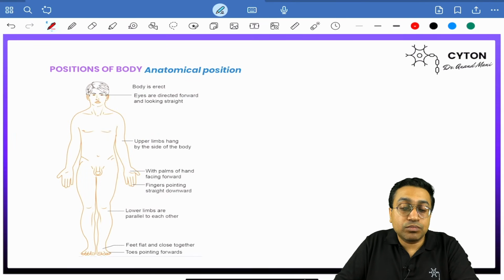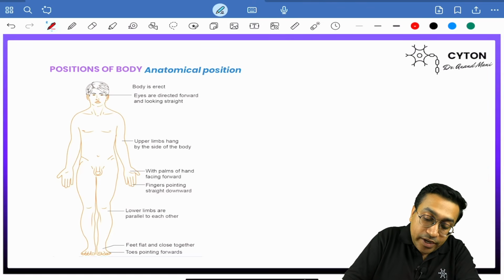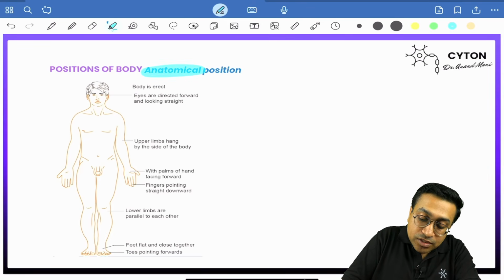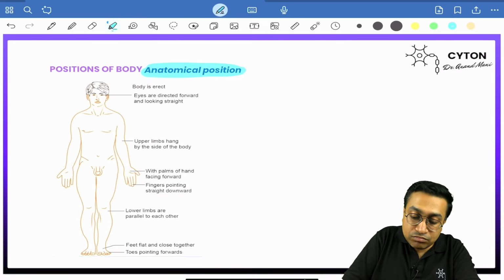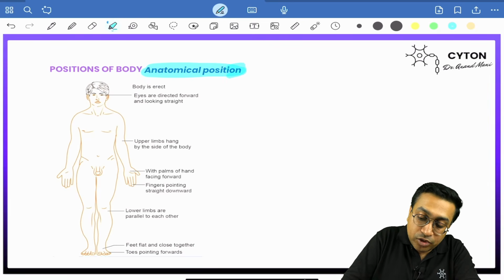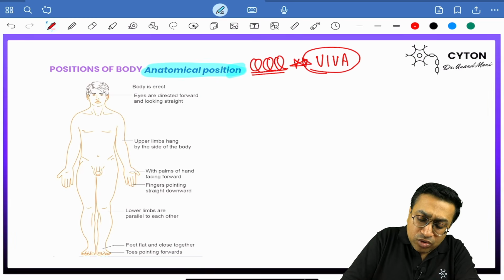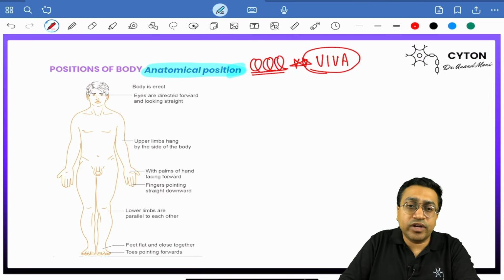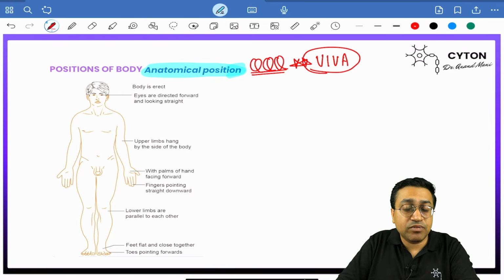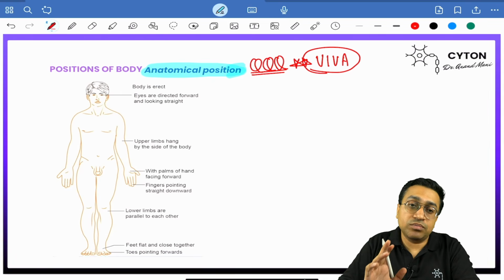Next we come to the most important part, that is the anatomical position. This is something which will be asked in your viva, in the first few classes you will be taught about this, and you will be asked about this in the exams. So this is very important for viva, please remember, and not only in the first general anatomy viva, in all the regions you will be asked about this.